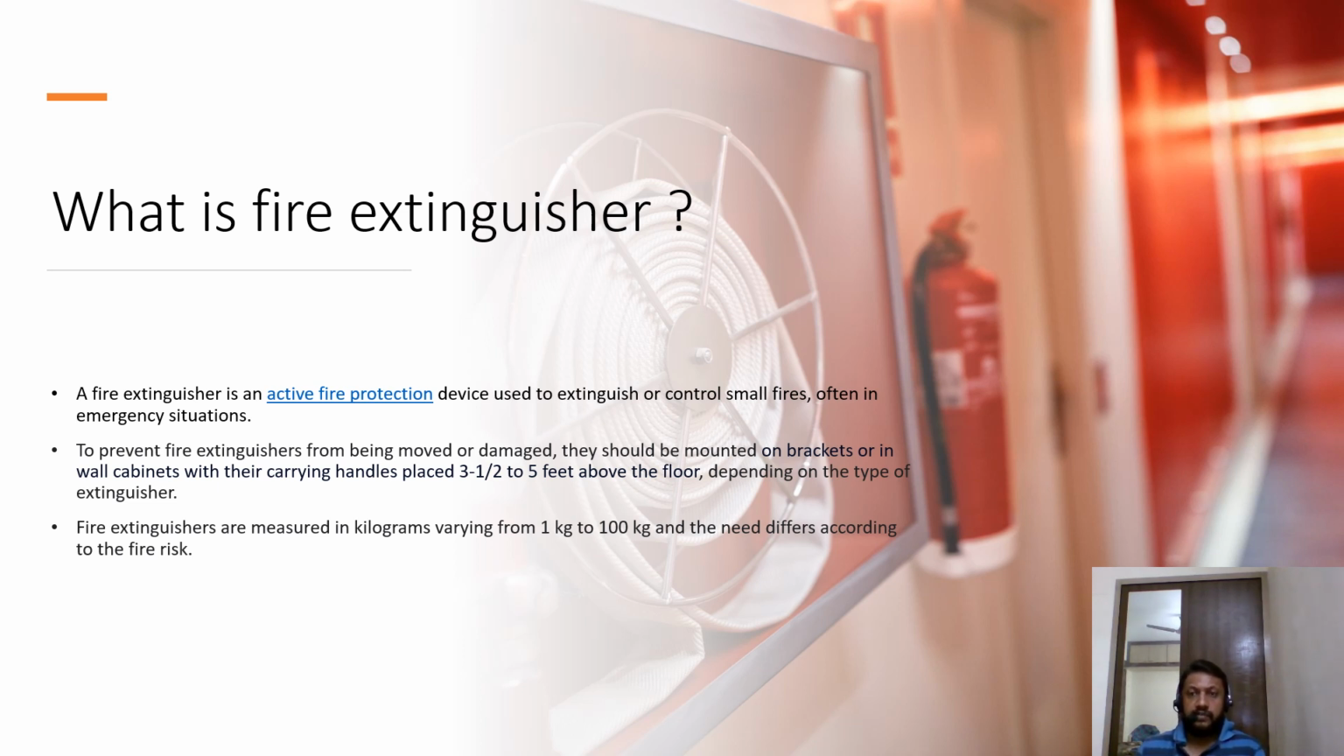So the next question would arise: what type of fire extinguisher or what kilogram extinguisher should be placed in a specific area? That can be determined only by knowing the fire risk of that particular area. Suppose the particular area is exposed to a huge fire risk, then there you need more fire extinguishers with more kilograms. And if it is exposed to a very low fire risk, in that case you require a minimum kilogram fire extinguisher.